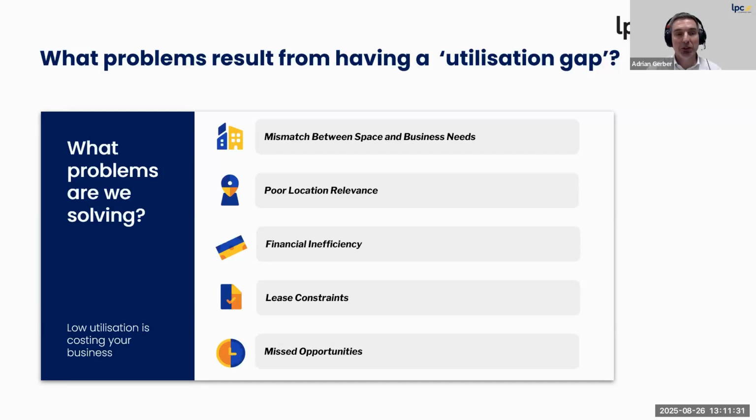Finally, there are missed opportunities. Many organisations don't capitalise on the chance to consolidate, repurpose or right size. They might miss cost reductions, they don't future-proof their leases, and they lose the opportunity to reduce emissions and improve ESG performance. By addressing utilisation, we're not just solving an immediate space issue, we're unlocking long-term benefits that go well beyond real estate.